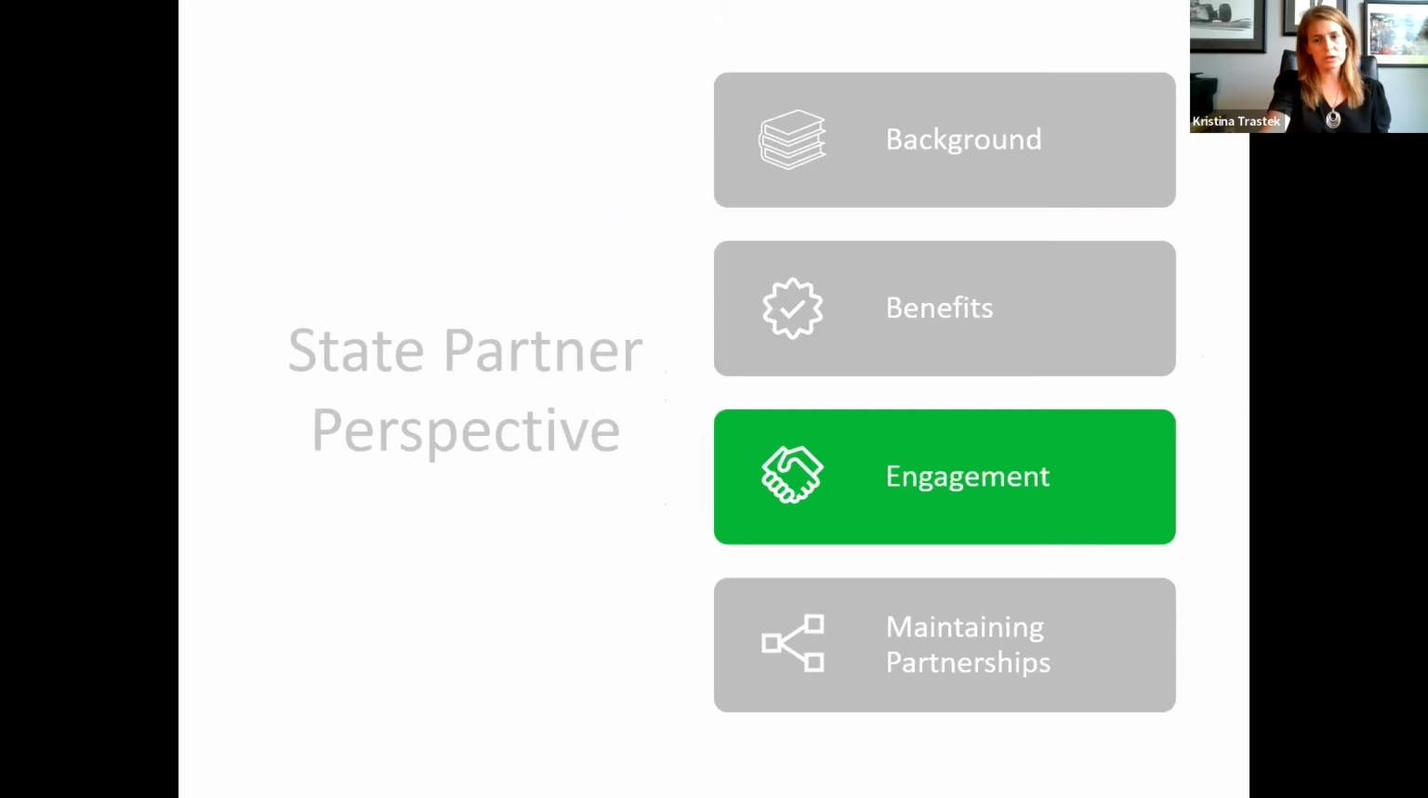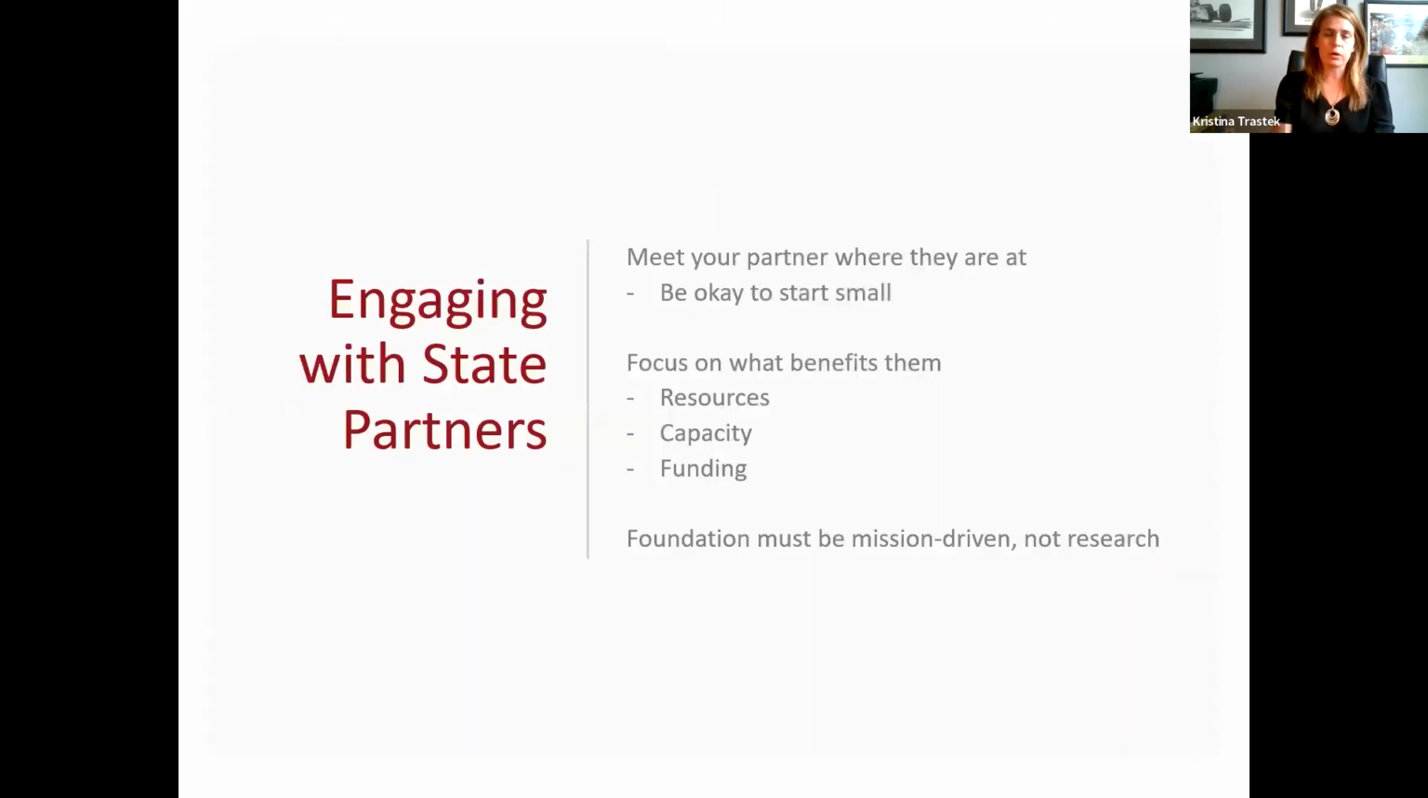I'm just going to take a quick minute to talk about engagement, because this is really important. Just because you build it doesn't mean that they will come. If you're thinking about how you, as a researcher, would engage with a state partner, meet them where they're at. It sounds very social worky, but it's really important that you identify what the benefit is for your state partner, and they may not be where you're at in some of your big thinking. So it's okay to start small. I just went through the benefits. Think about that when you're looking to engage with folks.